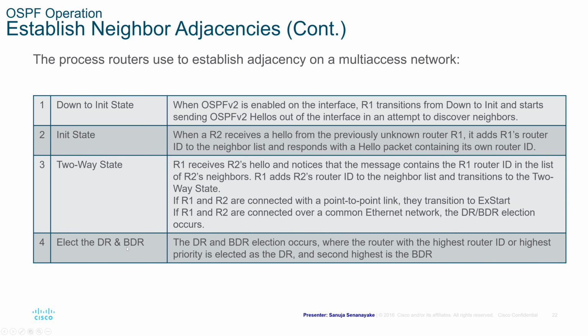Elect the DR and BDR. In the DR and BDR election, the router with the highest priority or the highest router ID is elected as the DR and the second highest is the BDR. Remember the DRs and BDRs we covered in previous slides. This one is the backup, and this is the primary.